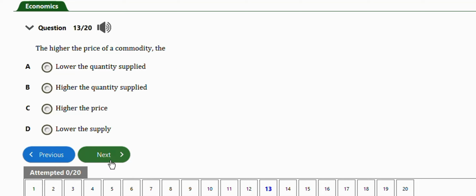Next question, it is when I say the higher the price of a commodity, we have the higher the quantity supplied. Okay, this is basically the law of supply, option C, the right answer to this question.